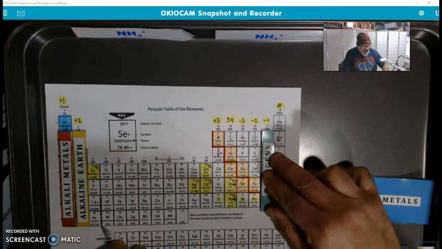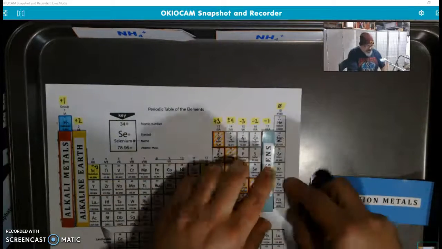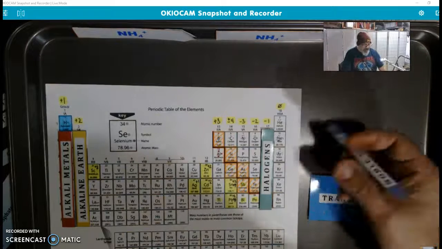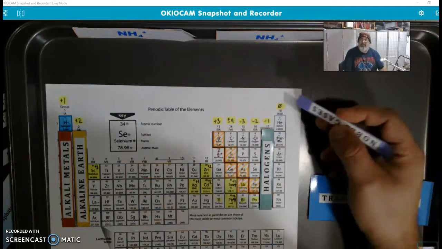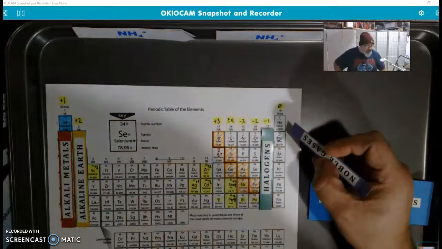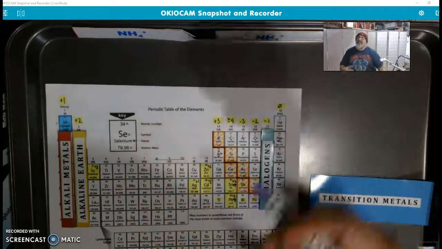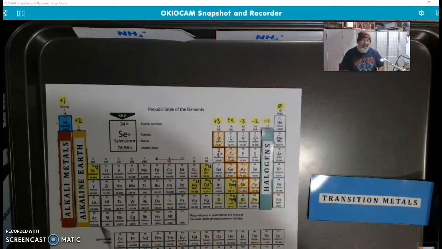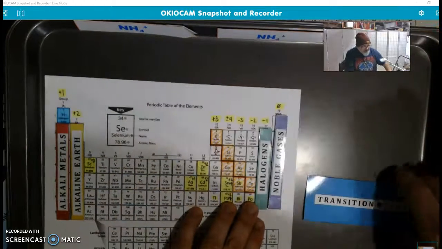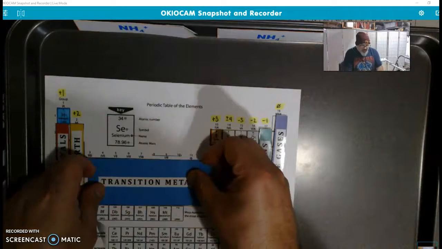So halogens go right here. And then the noble gases are the last part right here. All the noble gases have a charge of 0. They're inert, right? They don't react because they've got a full octet already. The only noble gas that doesn't have a full octet is, of course, helium, because it only needs 2, filling that 1s orbital. And of course, our transition metals go in the middle.